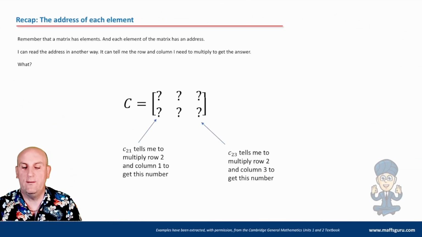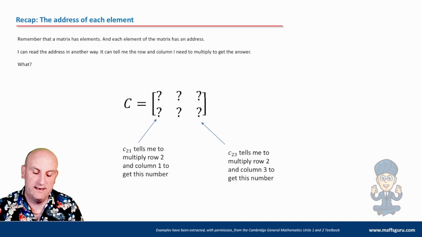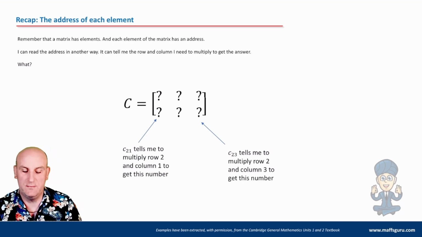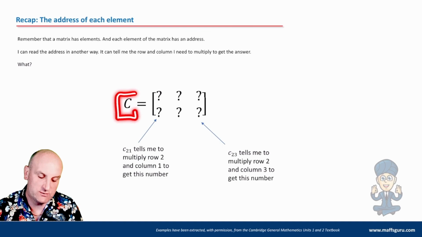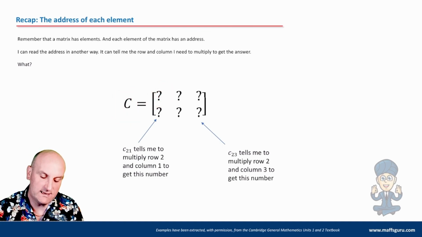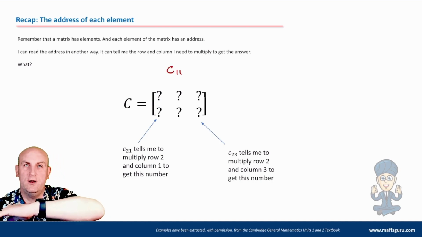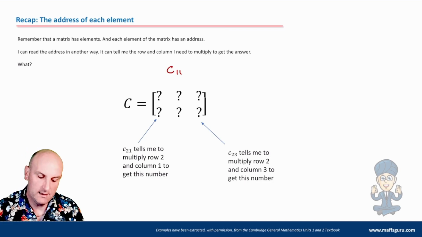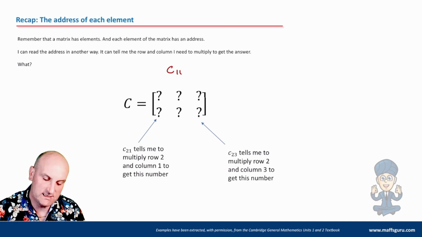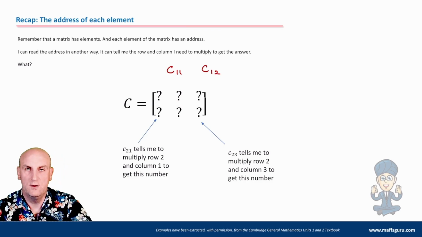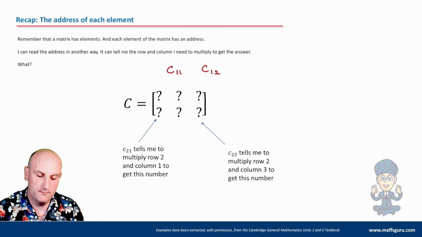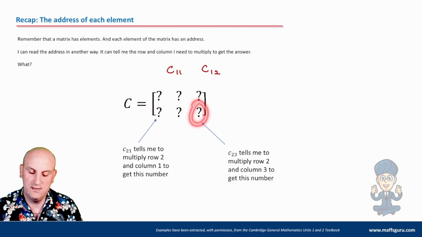Now I'm just going to recap one other thing, and that's the address of each element. So if we had this big matrix C here, this here has an address of C11. It means it's in the first row, first column. What about this one here? That's going to be C12. First row, second column. Likewise, if we continue around, this example here is 2-1, and this one here is 2-3.